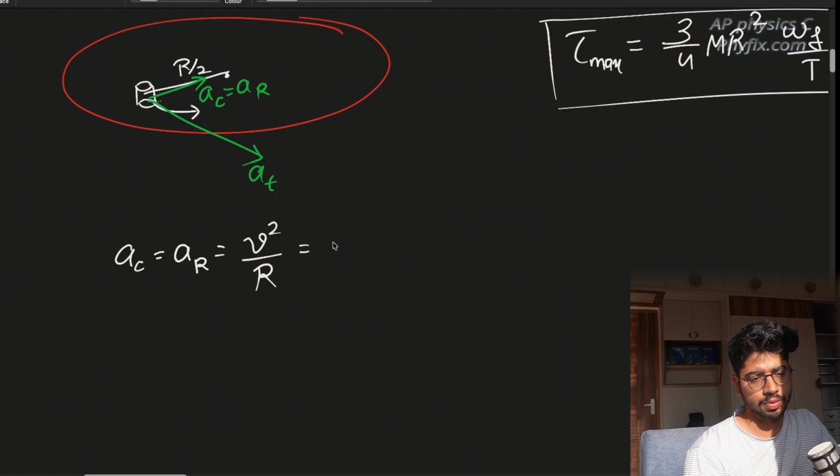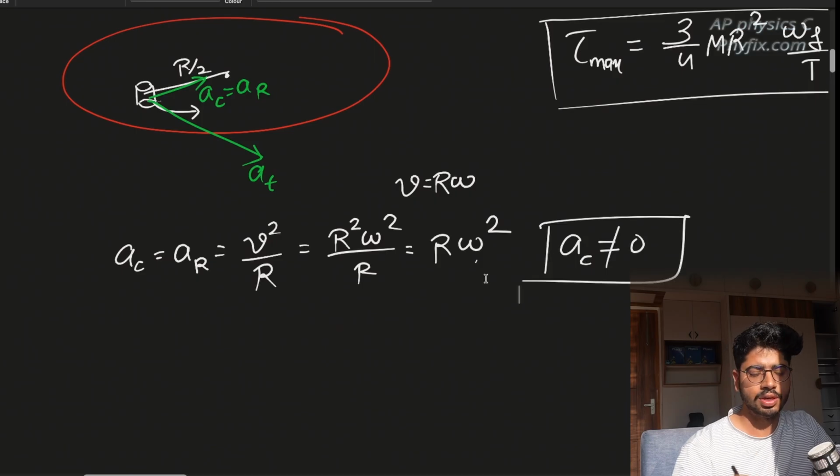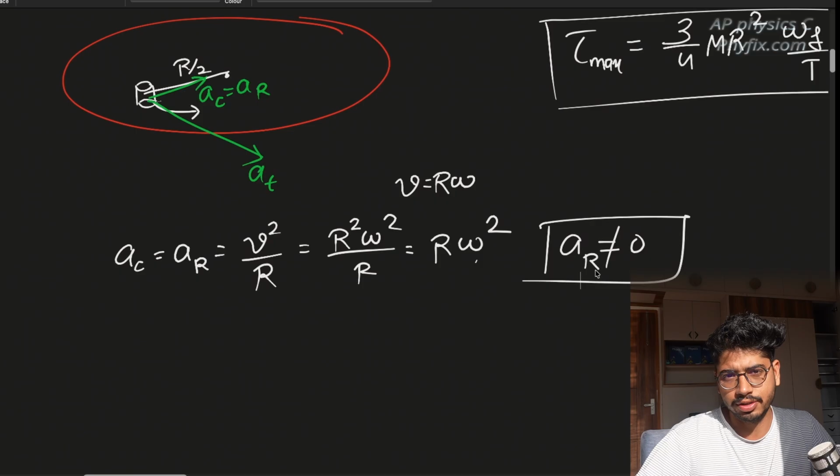If you plug in, v is equal to R omega, so v square is R square omega square. If I substitute capital R over there, R square omega square by capital R, basically R omega square comes out. Because omega is not zero, it is non-zero. So it is definitely there, the radial or centripetal acceleration towards the center.